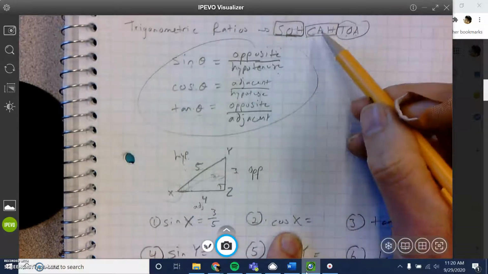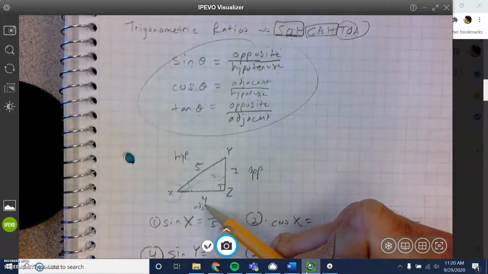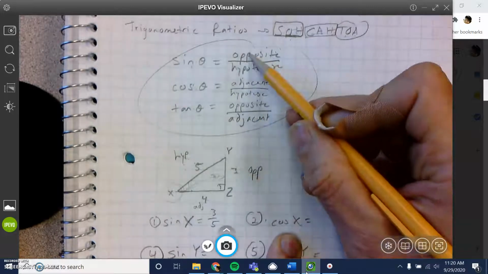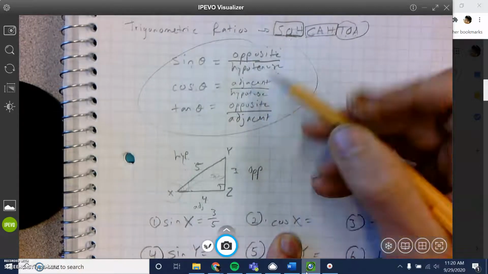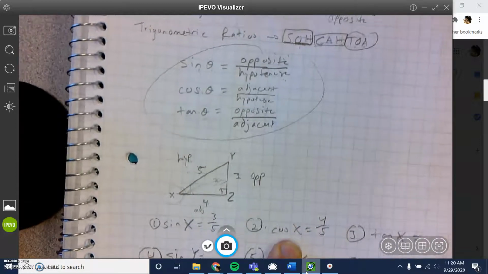Cosine of X. Cosine is adjacent over hypotenuse. So look at my picture. Adjacent is 4. Hypotenuse is 5. 4 over 5, adjacent over hypotenuse. So this is 4/5. Got it. Okay, tangent.